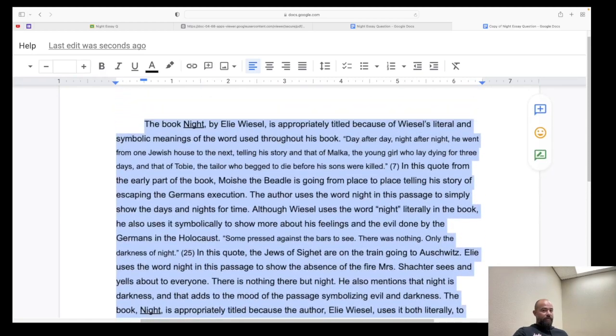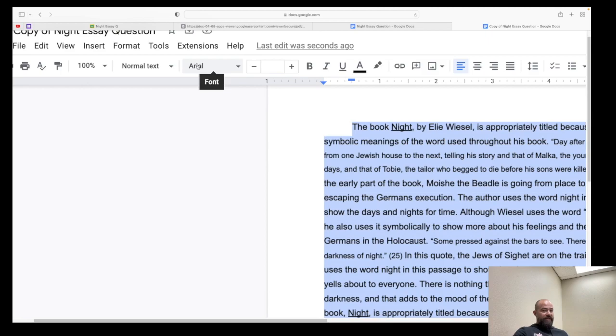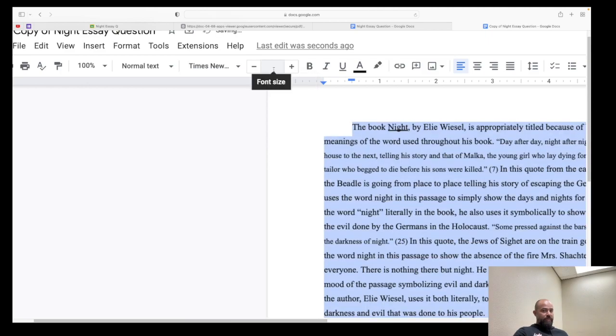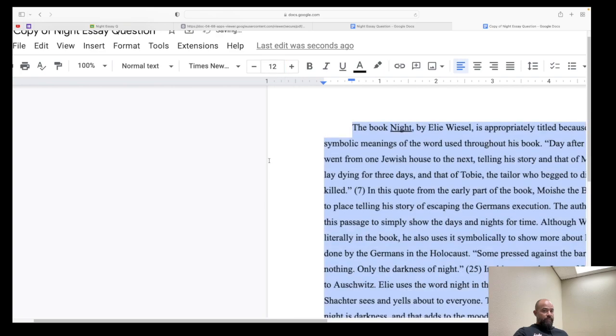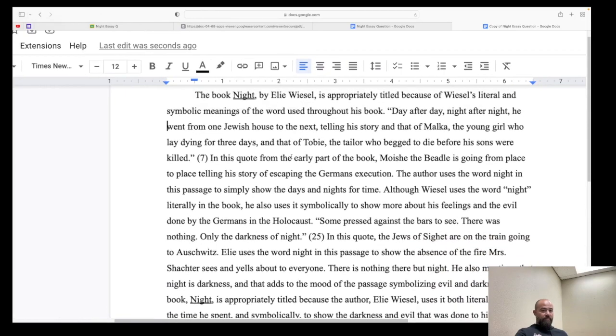So I selected my whole paragraph. Go up here where it says Arial. Change it to Times New Roman. Where it has the blank, I hover over it, says font size. Make it 12. Done. There's our paragraph. The next step is to read this sucker and make sure it makes sense.